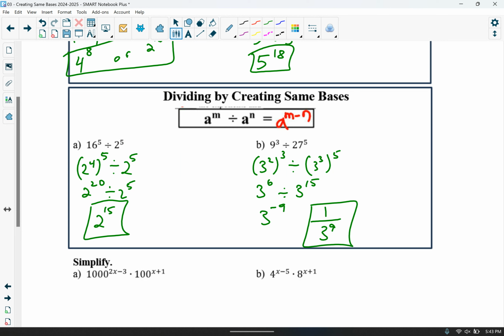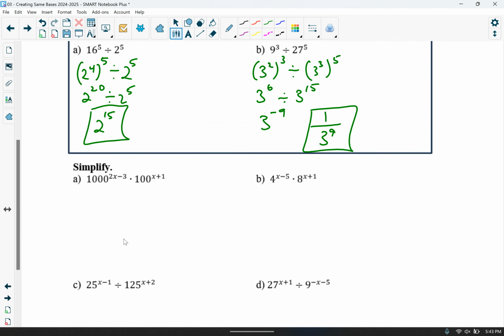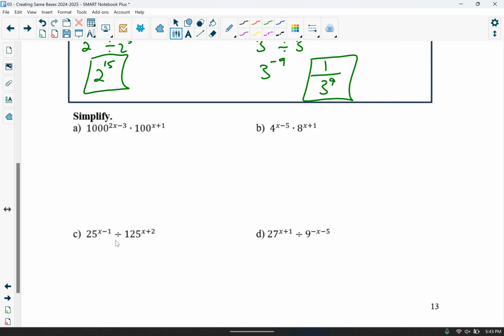You might be noticing and saying we're not fully simplifying. Well, yes, we're not fully simplifying. We're not getting to that number answer because we're really just focusing on manipulating the bases here. So we don't want to worry our brain power with what 5 to the 18th is or 1 over 3 to the 9th. So for today's lesson, that's fine. Plus, we're working up to now doing this with variables.